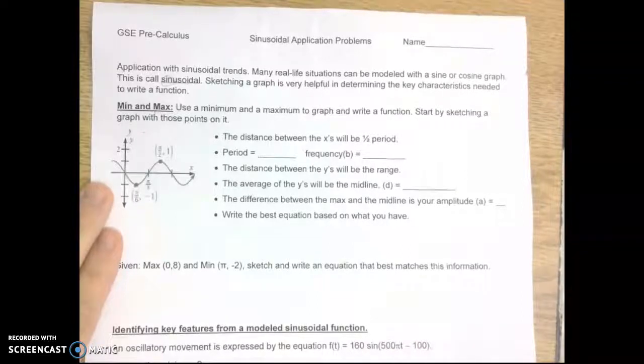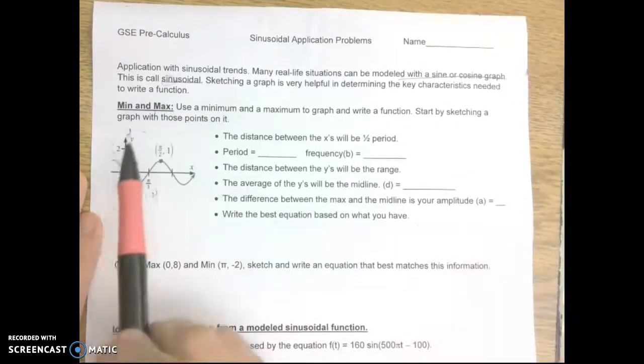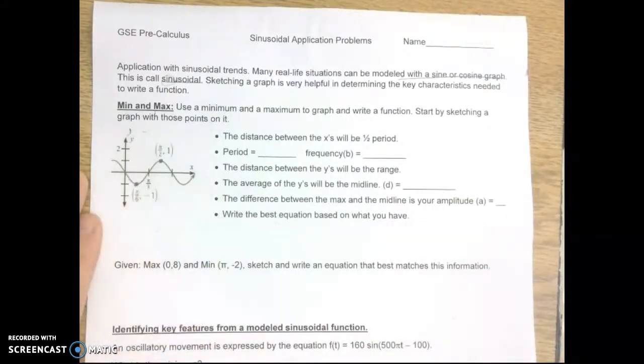Okay, today we're talking about sinusoidal applications. Basically, these are real-life situations that can be modeled with a sine or a cosine graph. The first thing that I can use is a minimum and a maximum. This will help me find all of the important information to write an equation. I can also use it to help me graph, but in this case, the graph was given.